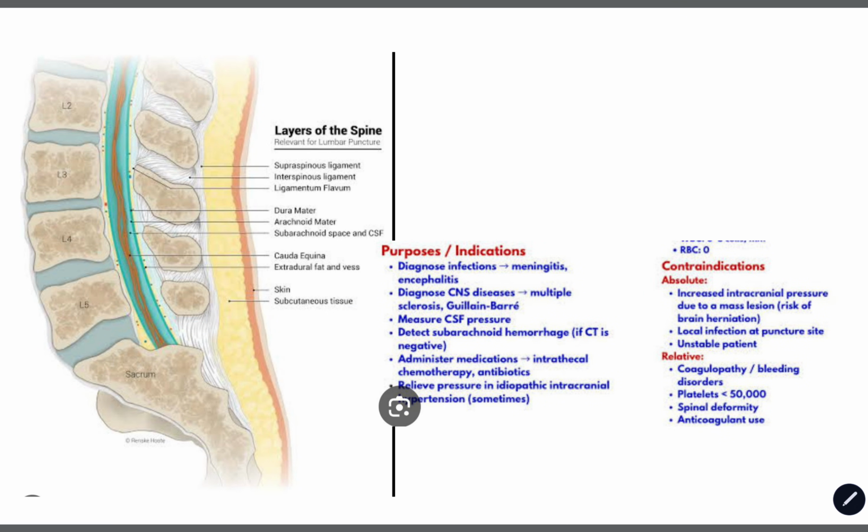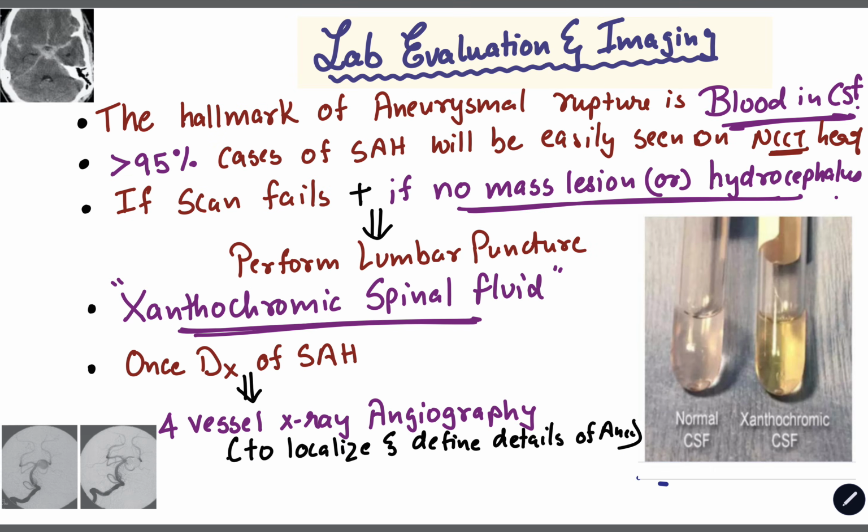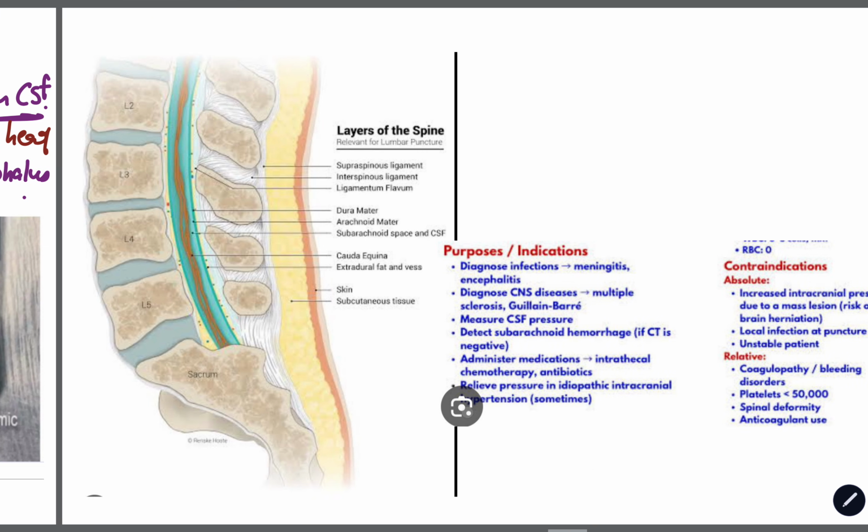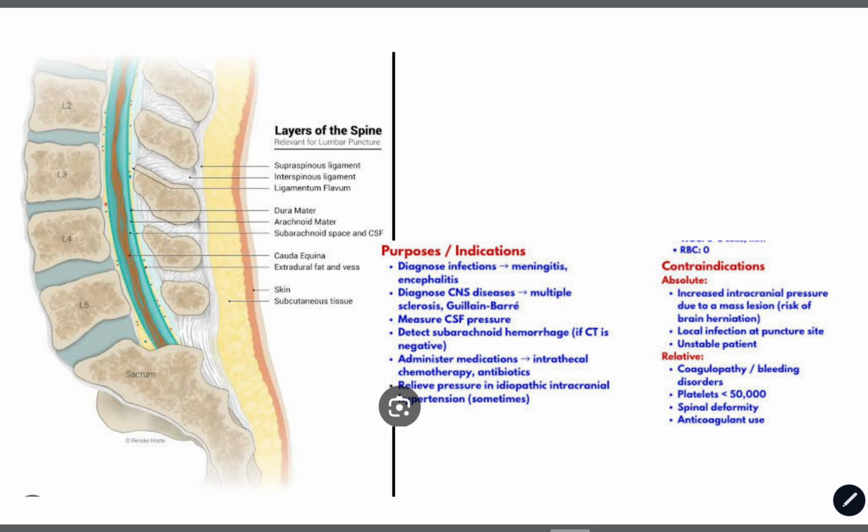Then, like as I said, if there is no mass lesion and no hydrocephalus, only then you can perform lumbar puncture in a patient of subarachnoid hemorrhage. So for that, we must understand what are the indications and contraindications related to lumbar puncture. So here this image shows various layers through which the lumbar puncture needle goes through and ultimately reaches the subarachnoid space, and we take out the CSF fluid.